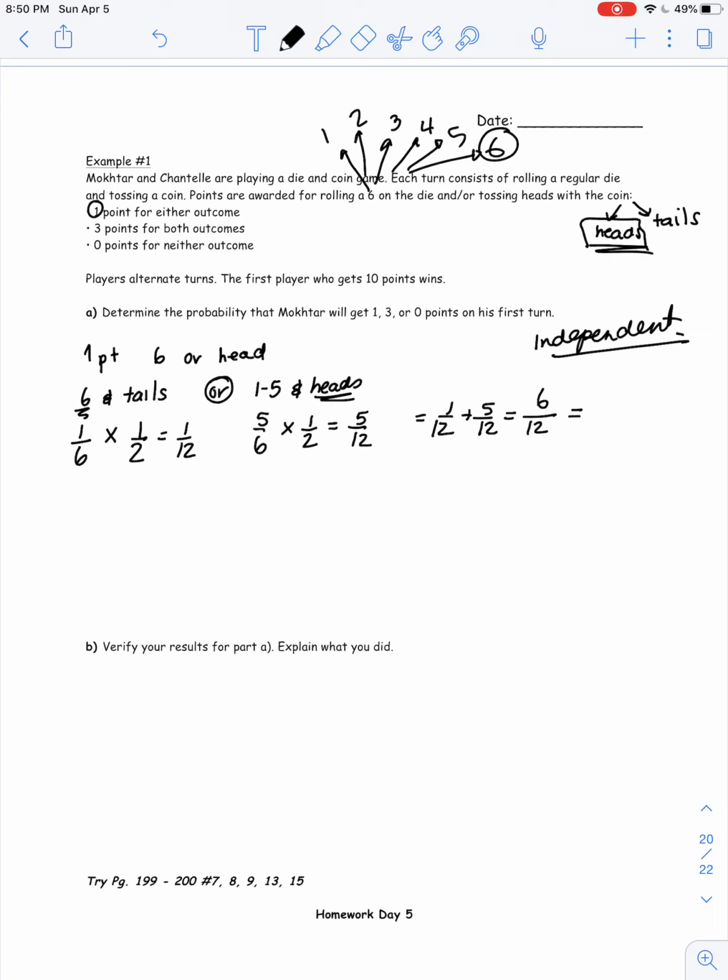So we can put this into our calculator. If we divide these two numbers, we get 0.50. So that's the probability of getting 1 point. Now we're going to go on to 3 points.